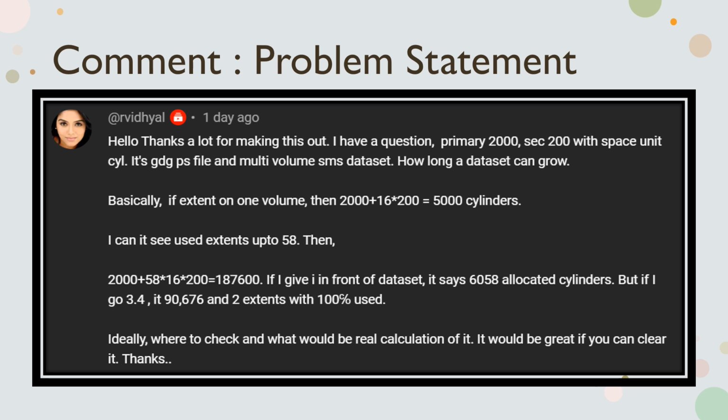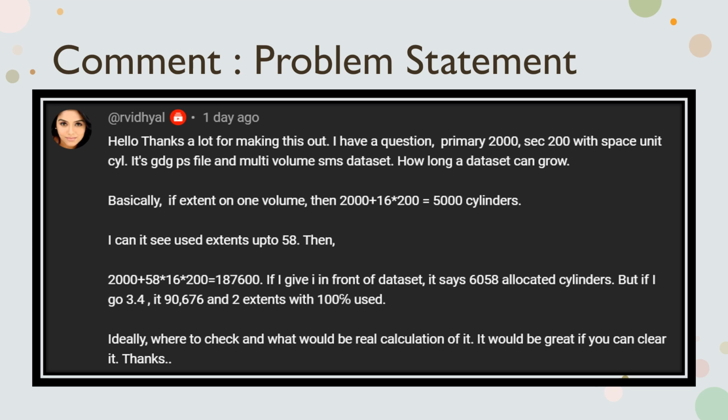Okay, if I give I in front of a dataset, it says 6058 allocated cylinders. Okay, when you're giving an information command, it is saying 6058 allocated cylinders. But if I go by 3.4, it says 90,676. What is that? Tracks. And 2 extents with 100% used. Ideally, where to check and what would be the real calculation of it? It would be great if you can clear it, and thanks.